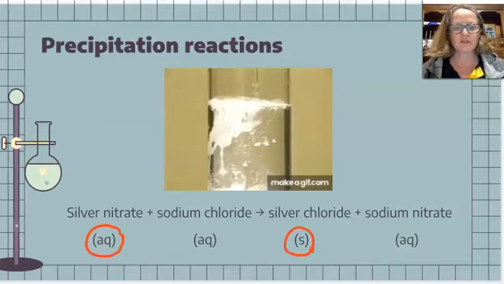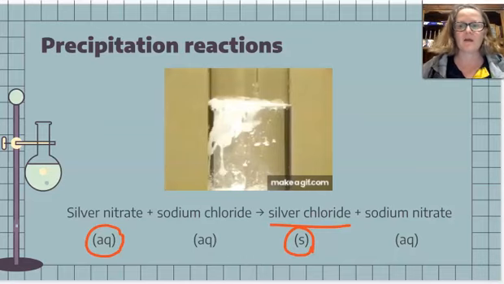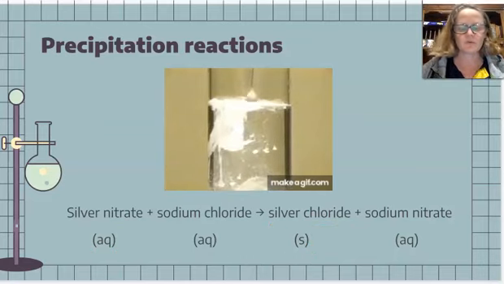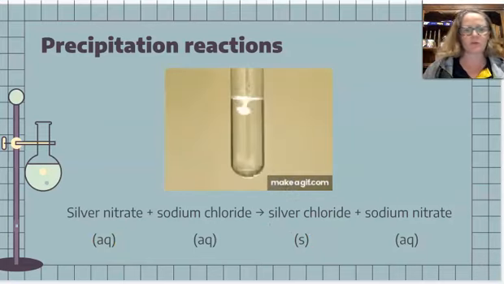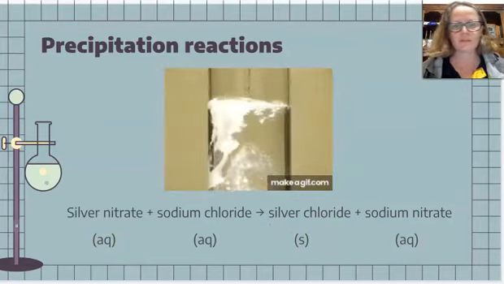So in this equation, silver nitrate and sodium chloride are both colourless solutions, and they form a precipitate of silver chloride, floating around in sodium nitrate, which is another colourless solution. But how do you know which of the products is going to be insoluble? Well, we need some rules.